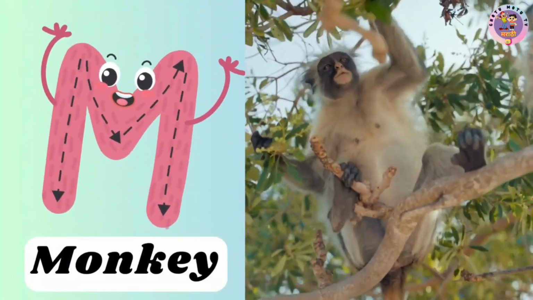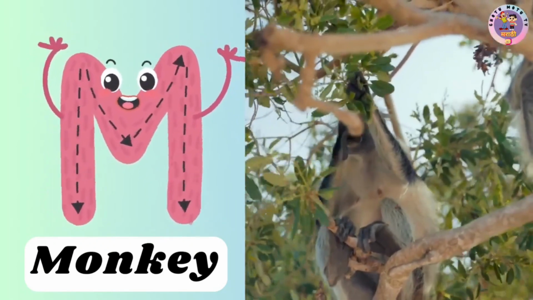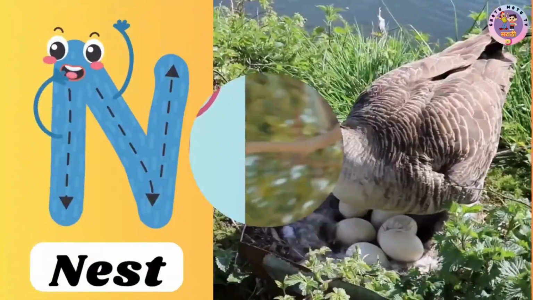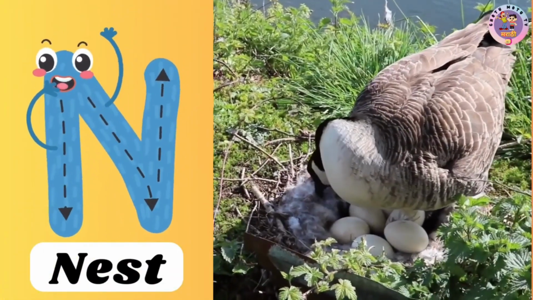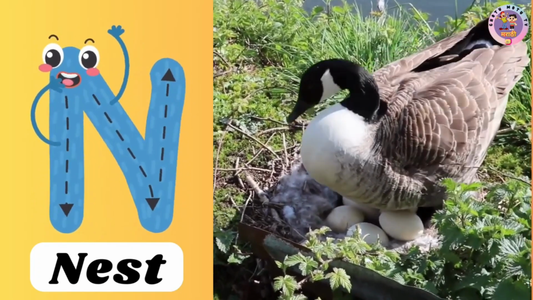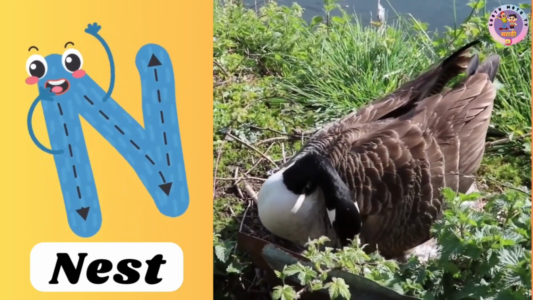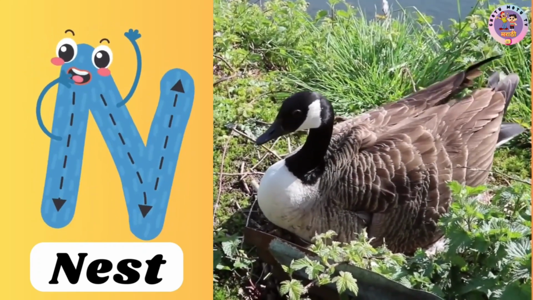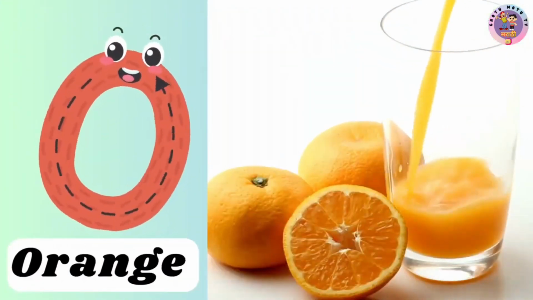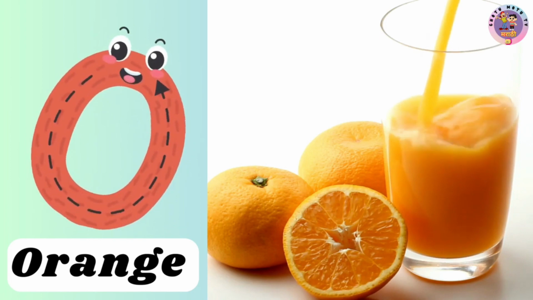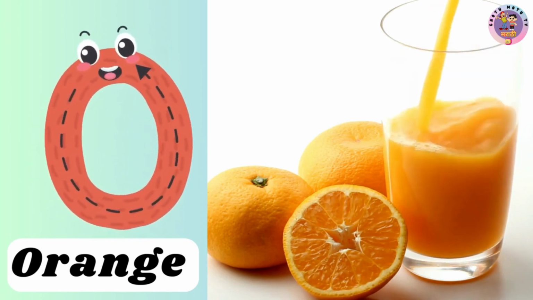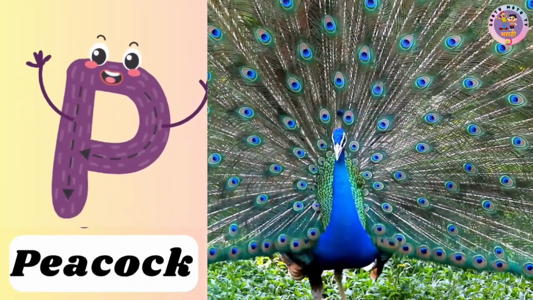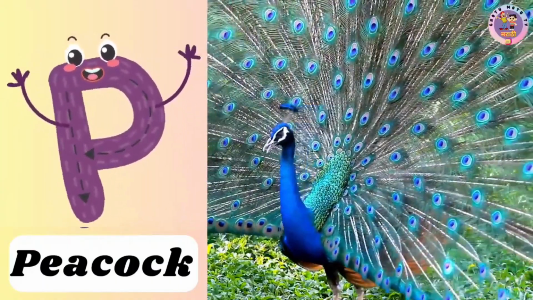M for monkey. M-O-N-K-E-Y, monkey. N for nest. N-E-S-T, nest. O for orange. O-R-A-N-G-E, orange. P for peacock. P-E-A-C-O-C-K, peacock.